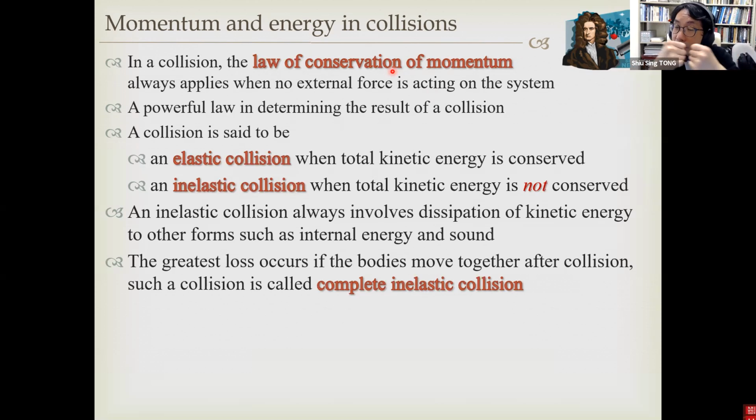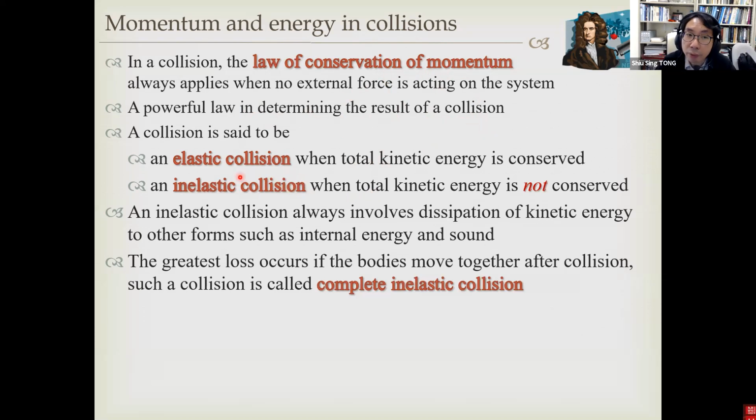But during that short moment of collision, the collision force is much greater than the force of gravity. So you can actually neglect the force of gravity at the moment of collision, and you can apply the law of conservation of momentum to the system, as long as you apply it to a moment just before and just after the collision, and everything will hold. The external force can be neglected. So that is a powerful law for determining the result of a collision: the conservation of linear momentum.